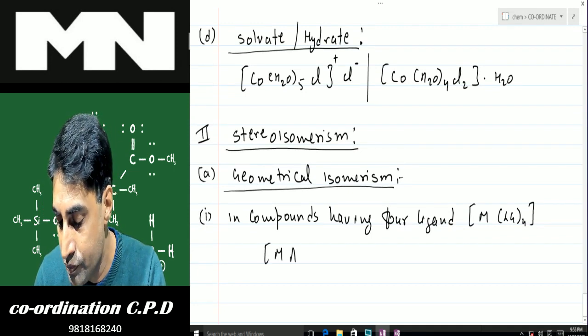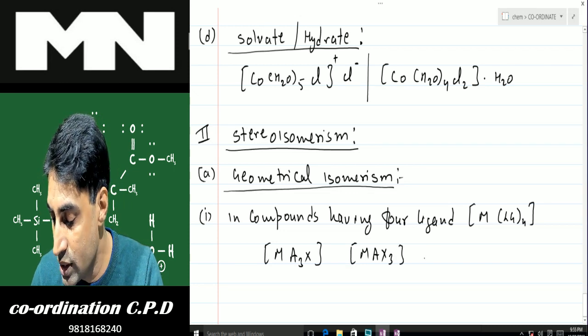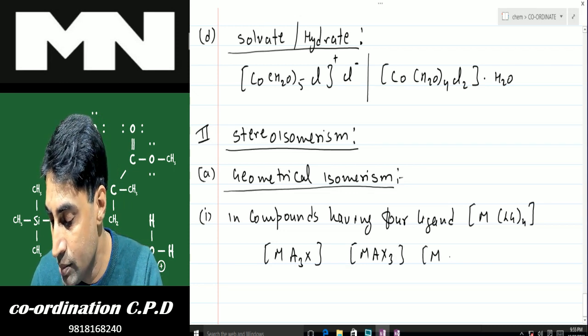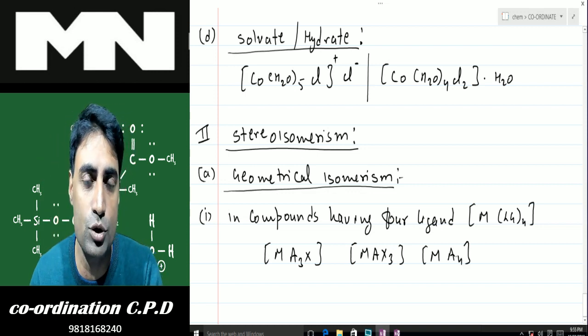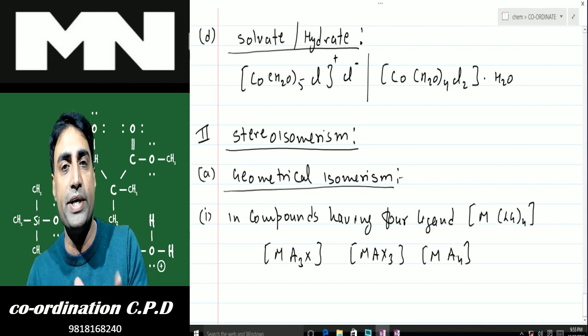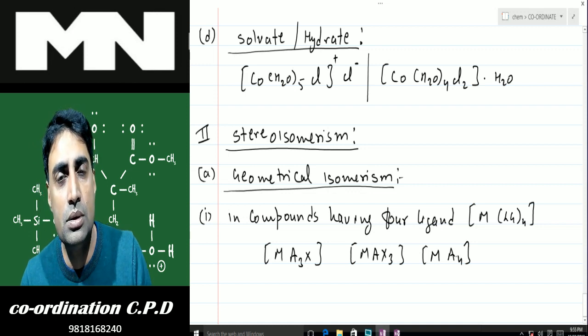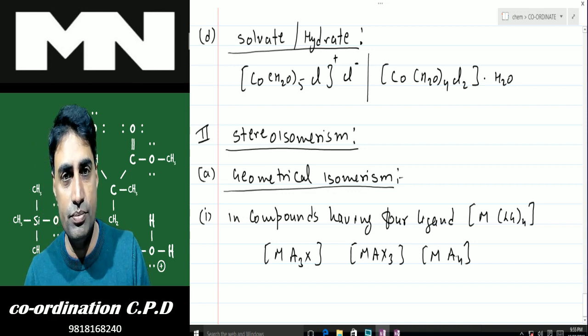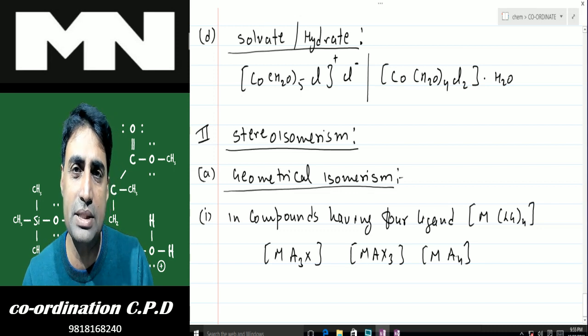a compound like A3X, or you got a compound MAX3, or you got a compound MA4. In these type of compounds, you cannot see geometrical isomerism because their spatial arrangement will be same. You will not have geometrical difference in them. They'll be same.